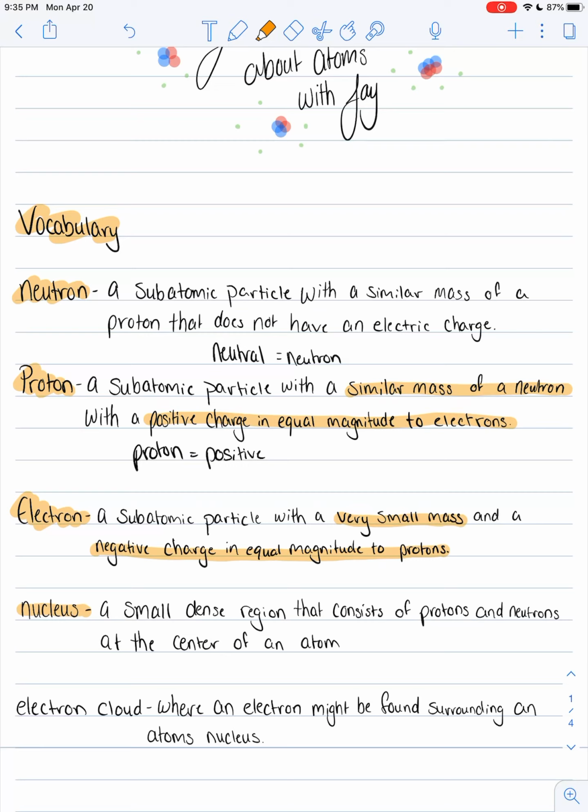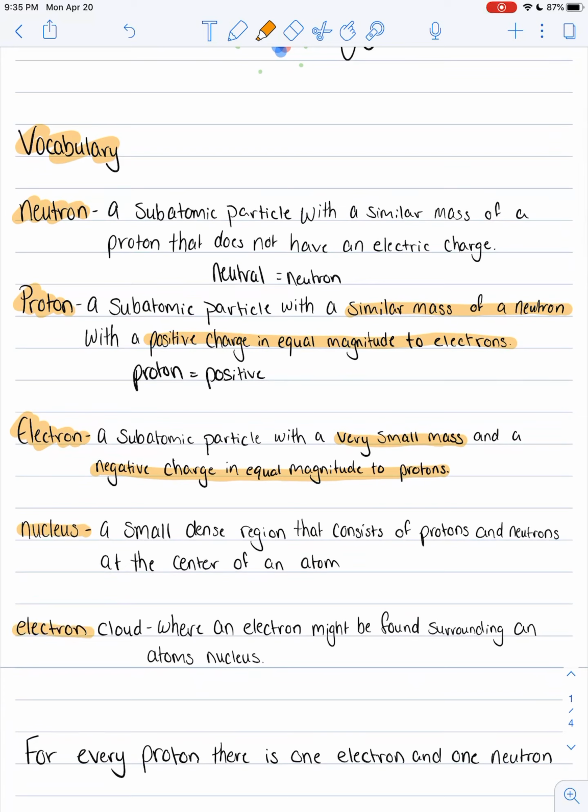If you know things about cell biology, you'll remember the nucleus as the brain of the cell, where the cell gets its instructions from. In chemistry, the nucleus is the center of the atom. It's what the electrons orbit.